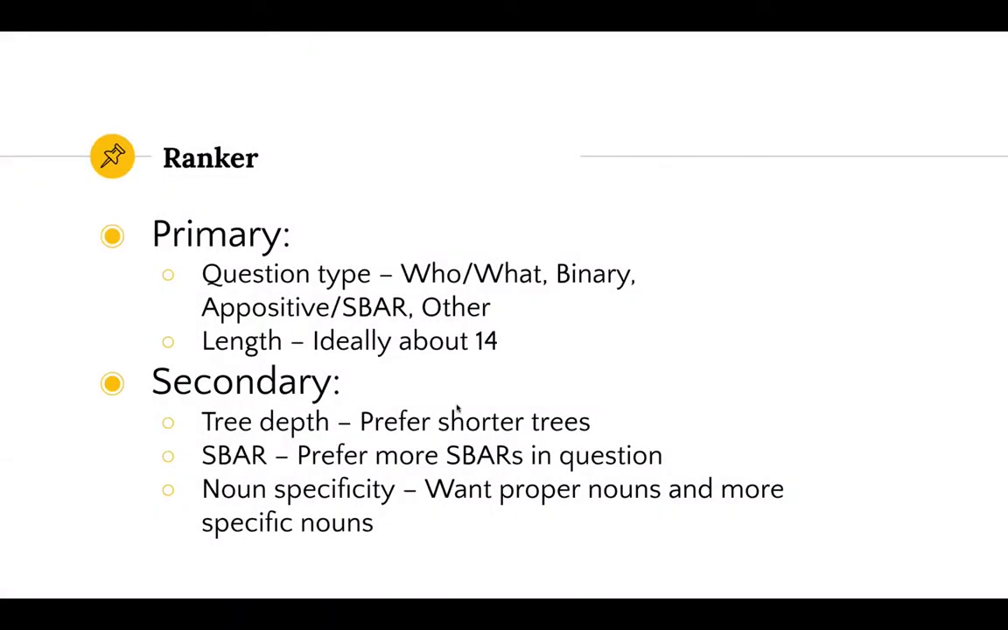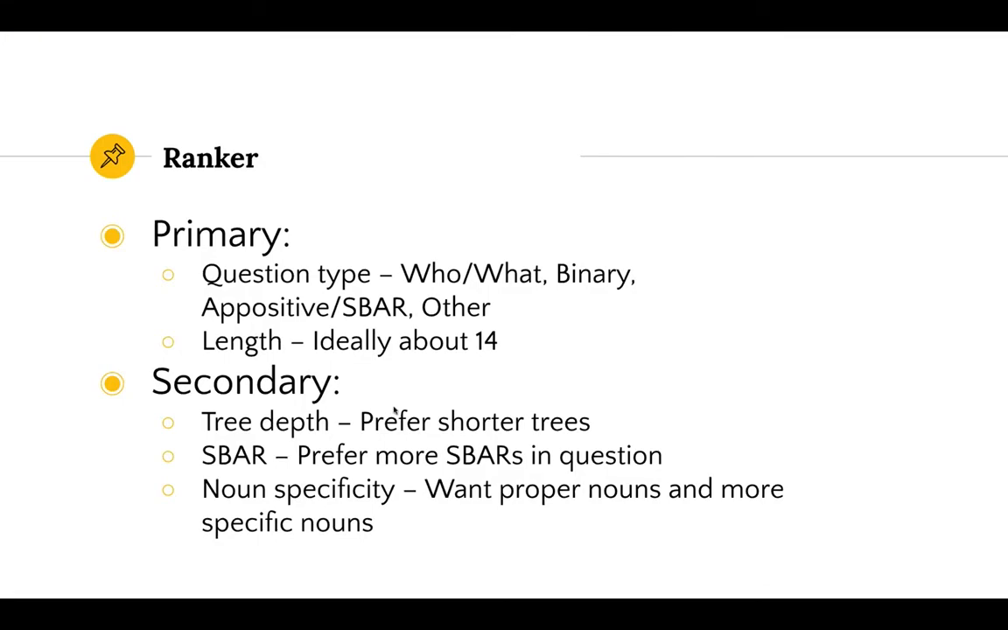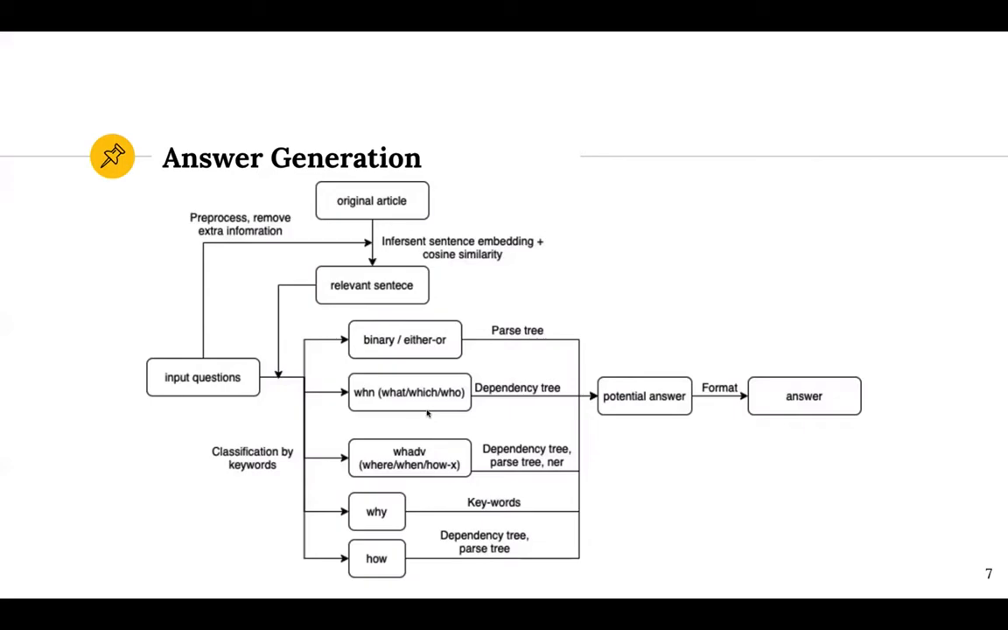And after the post-processing, we finally send the questions to the ranker. This ranker primarily considers two things, which is just the type of the question that we generated, such as who, what, binary, or other types, and also the length, which we try to keep around 14, since that removes any overly simplistic or overly specific questions. And some secondary characteristics that we've included in the ranker are tree depth, the number of S-bars contained in the parse tree, and the specificity of the nouns, which basically just means how many proper nouns and how far nouns are away from the entity root in WordNet, which we use to try and weed out questions that were improperly formed during the question generation.